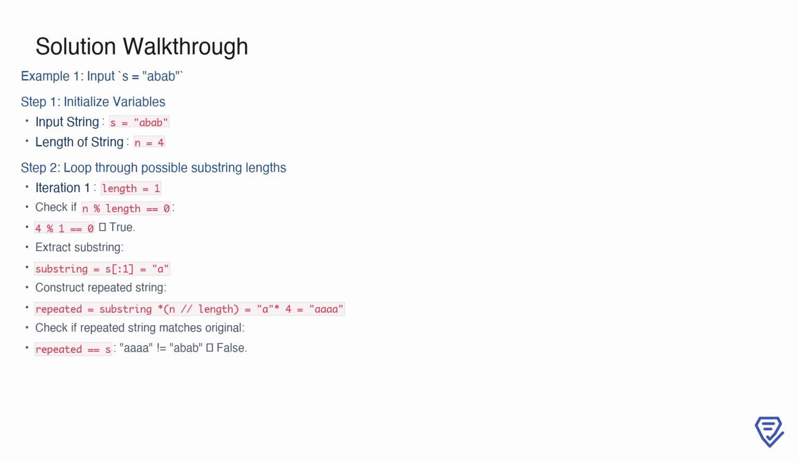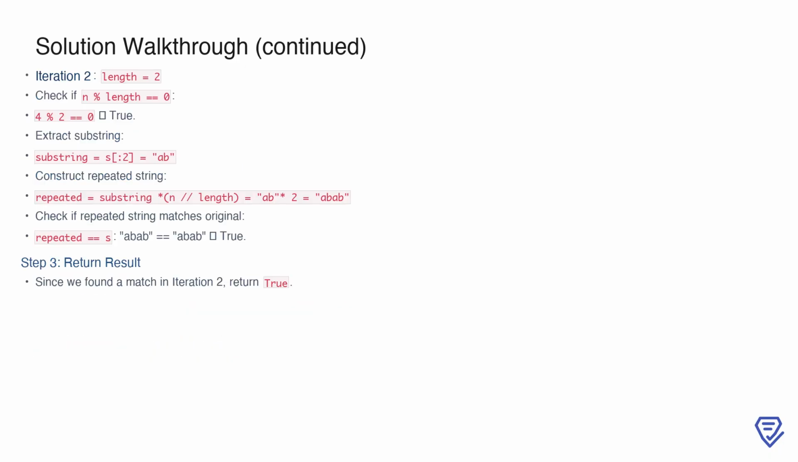In the first iteration, we consider a substring length of 1. Since 4 is divisible by 1, we proceed to extract the first character, which is A. We then construct a repeated string by multiplying this substring by the quotient of the division, resulting in AAAA. However, when we compare this constructed string to the original, they do not match. Therefore, we continue checking with the next possible substring length.